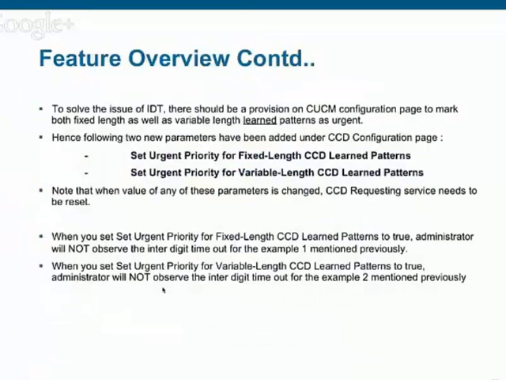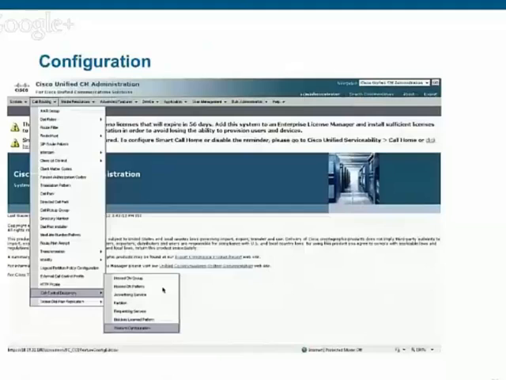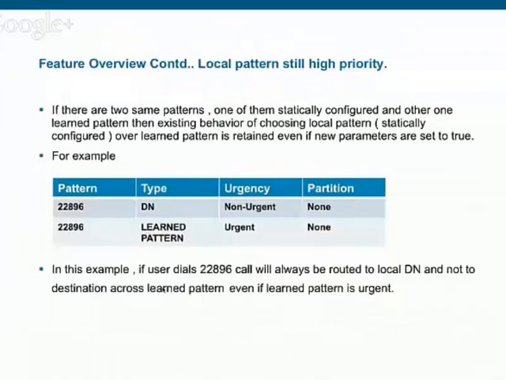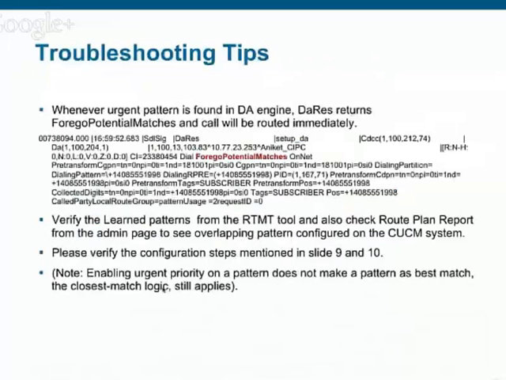So here's where you do it on your CUCM. You go under Call Routing, then Call Control Discovery, then Feature Configuration. When you go to Feature Configuration, this is by default set to false. You can turn them on to true. So this is the exact same thing.